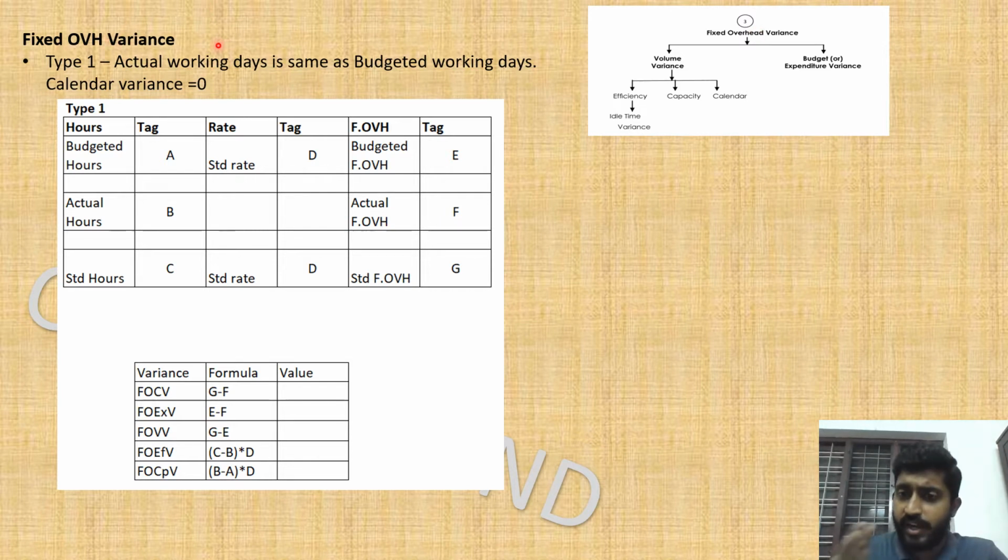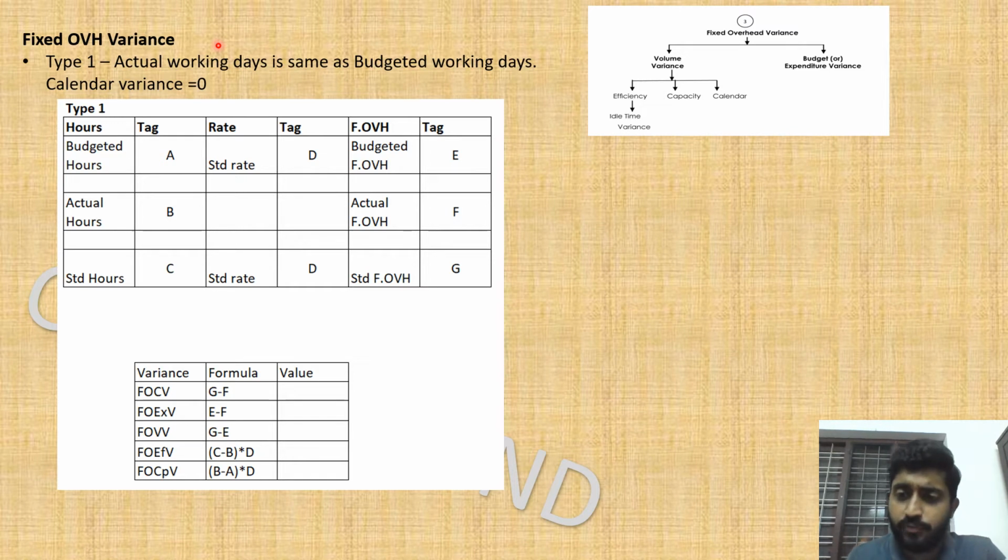So fixed overhead variances, what is fixed overhead? Fixed overheads are the fixed cost of the company, and this cost of the company is budgeted while doing the budgeting process. For the next financial year we have created the budget and the actual is a little different, because of which a variance arrives.